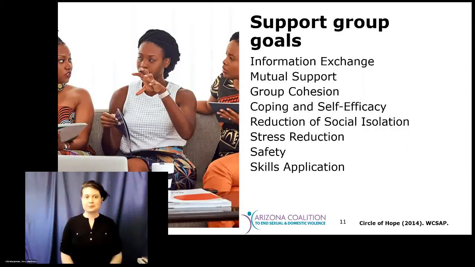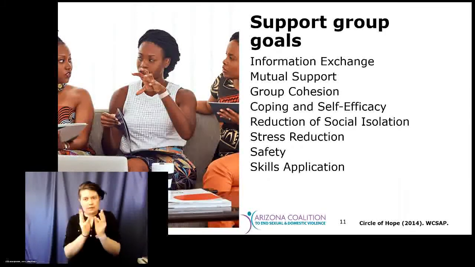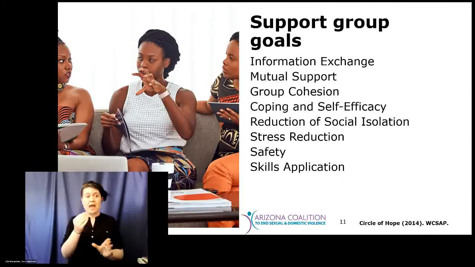Support groups also have some tangible goals and outcomes, and these shouldn't be confused with the goals of each support group session. There should be a mutual exchange of support and information amongst the group participants. And as these relationships naturally grow and develop, this should become more natural and innate.